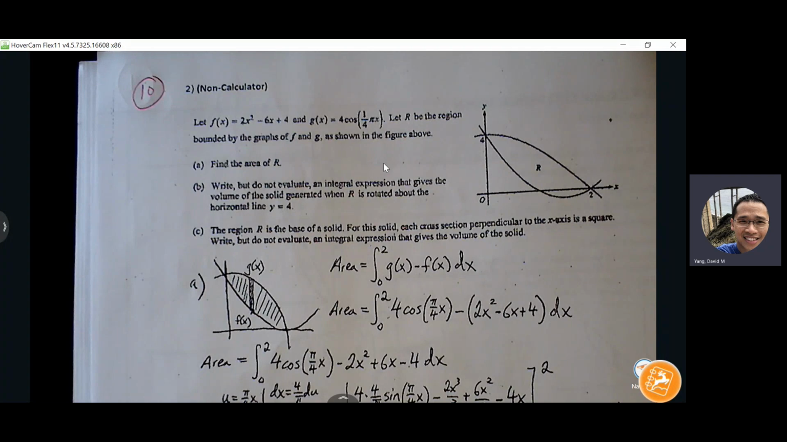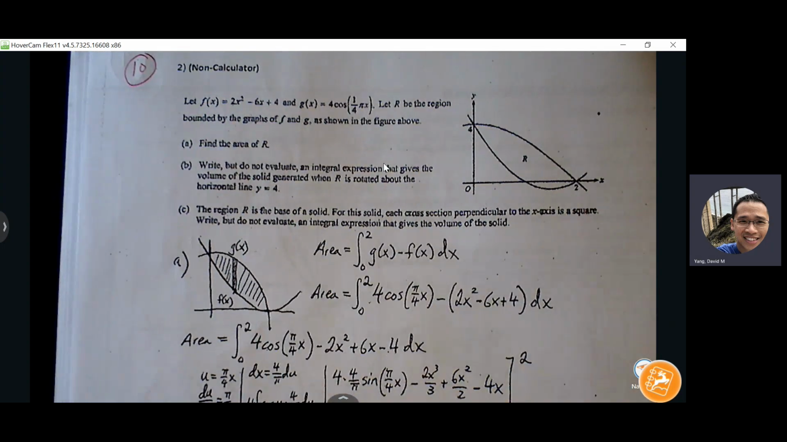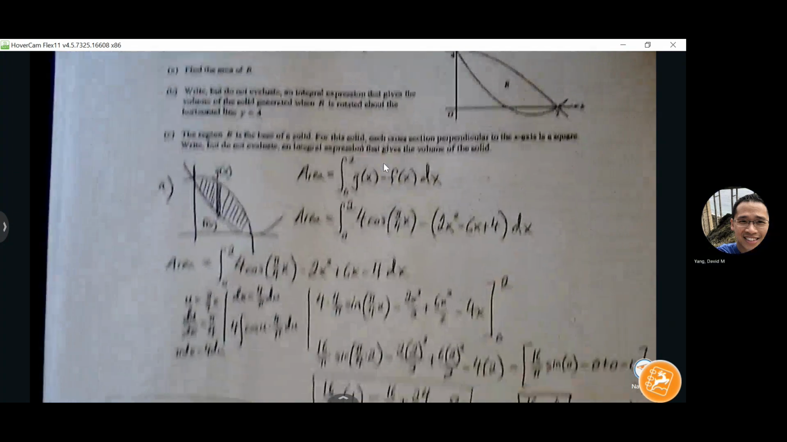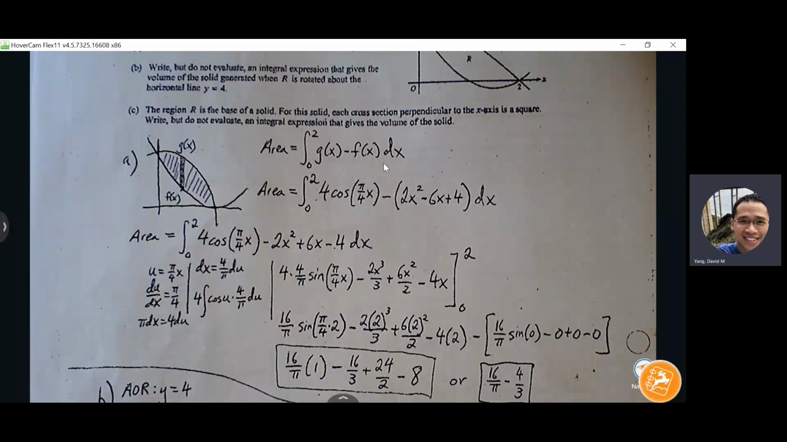Okay, if we can just spend a few minutes to finish up page 10. This is the last page that we were working on. I just had us try part A, where we did top minus bottom, but we worked it out by hand, using substitution, taking the antiderivative, and evaluating the upper and lower bounds.